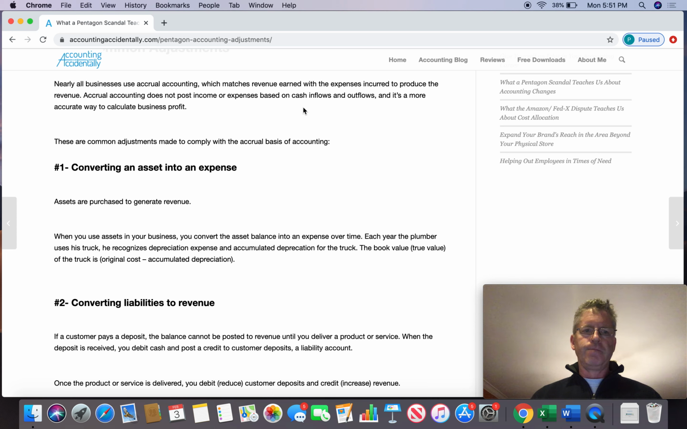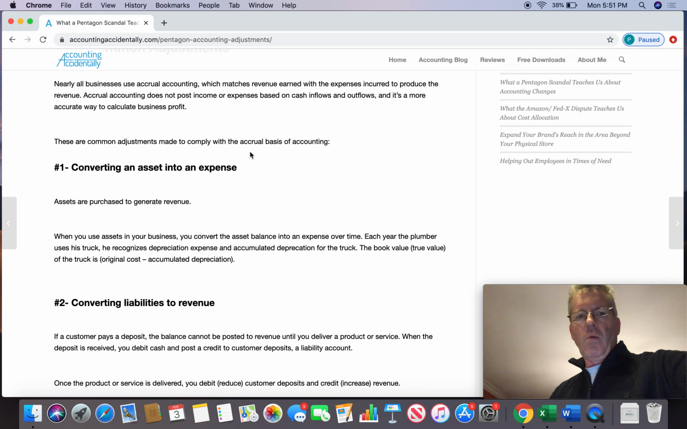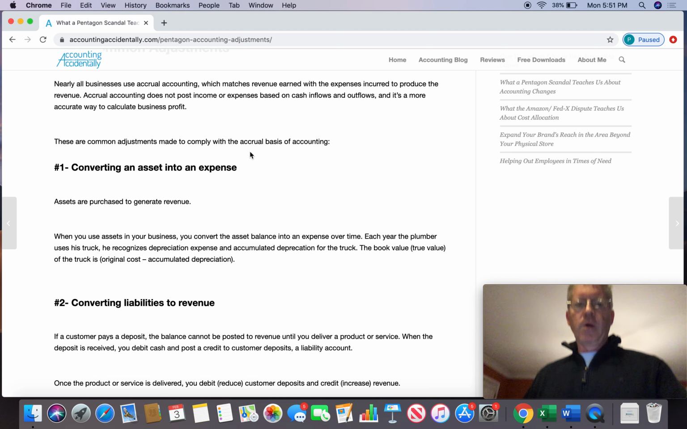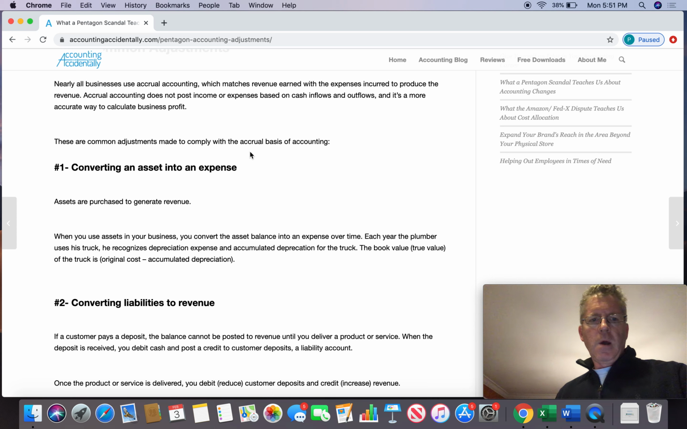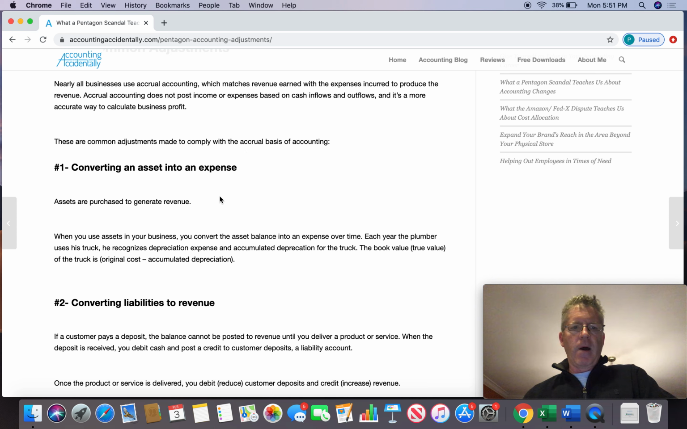So, 4 of them. These are the common adjustments made to comply with the accrual basis of accounting. Convert an asset into an expense. This is probably the easiest one to think about because we've all dealt with depreciation expense, and it's an easy example that we use in accounting. Assets are purchased to generate revenue. You think about a plumber driving a truck. That truck is out on the road to produce revenue for the plumber.